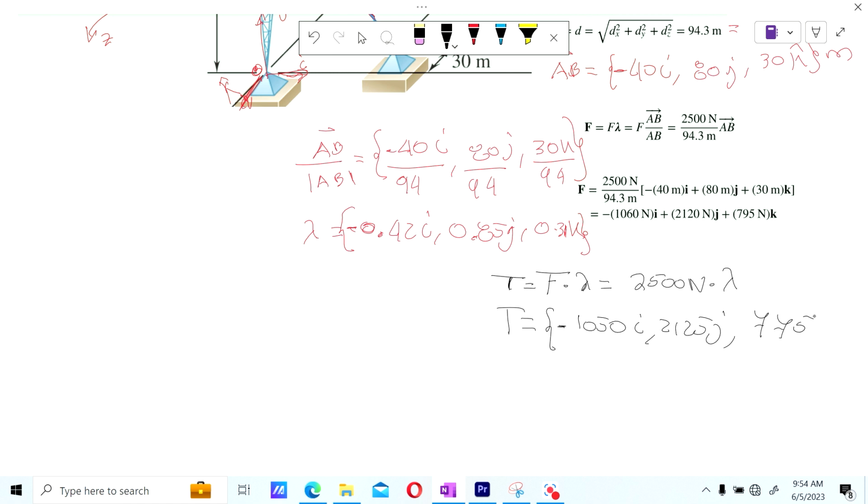Okay, so I wanted to show you that even though they're not exactly the same numbers as what the book gets in our calculations, this is fine with me because we're rounding. They got negative 1060, I got a negative 1050. This is okay. In the z direction, they got 795, I got 775. This is okay.